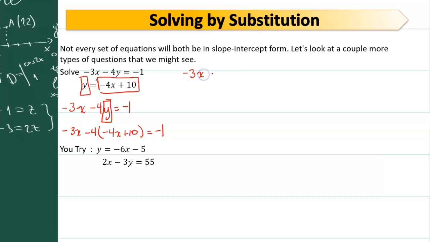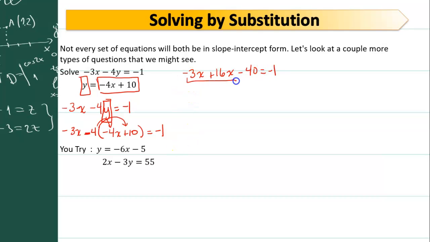So now I'm going to distribute. The negative 3x just comes down, and I'm going to distribute. Don't forget that's a negative 4. It's a minus in front of your 4. A negative 4 times a negative 4 is a positive 16x. A negative 4 times a positive 10 is a negative 40, and we bring down the negative 1.